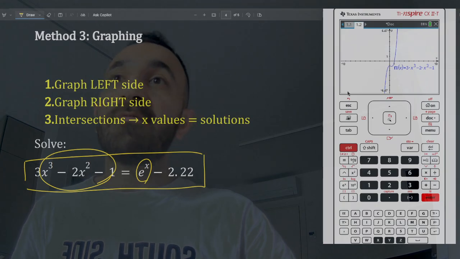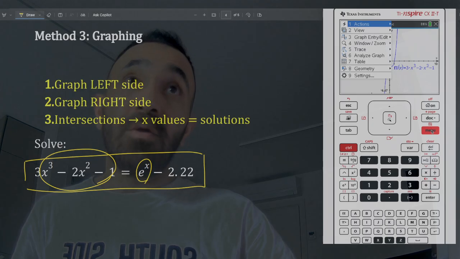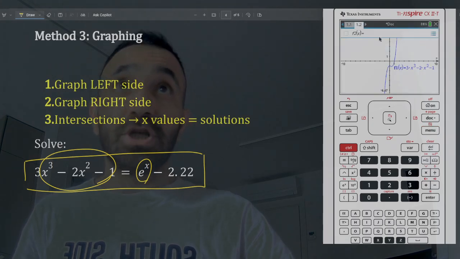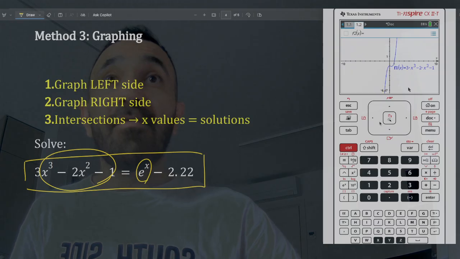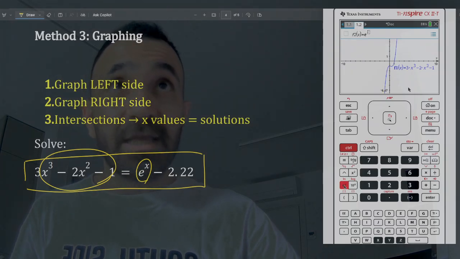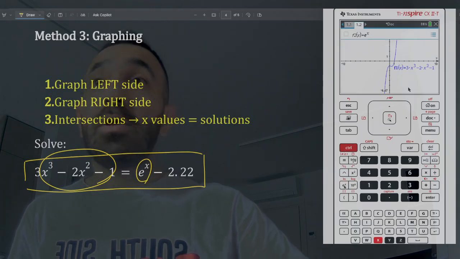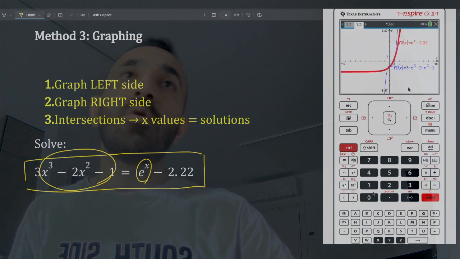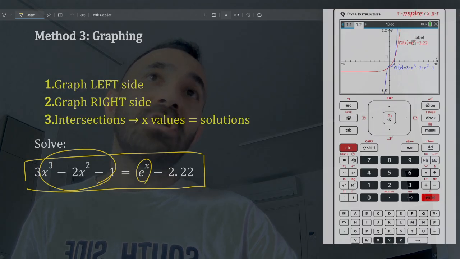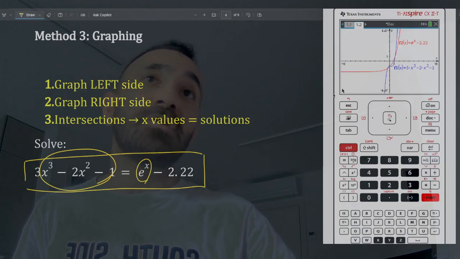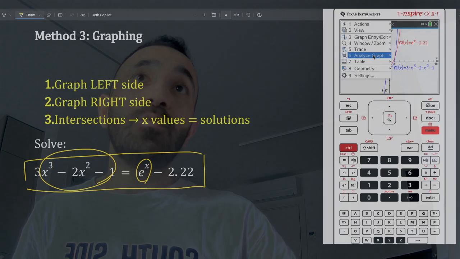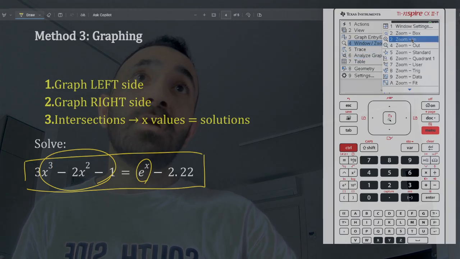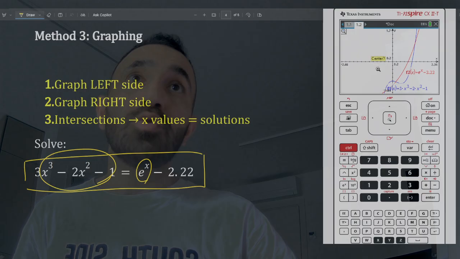Now I'm going to graph the right side. Menu, graph, function. E to the power of x. Remember, you have to choose this option here. E to the power of x minus 2.22. Press enter. Okay, now you see that you have two graphs, the red and the blue one. Do you agree with me? These graphs have three intersection points. Let's zoom in a little. We're going to find these intersection points together.